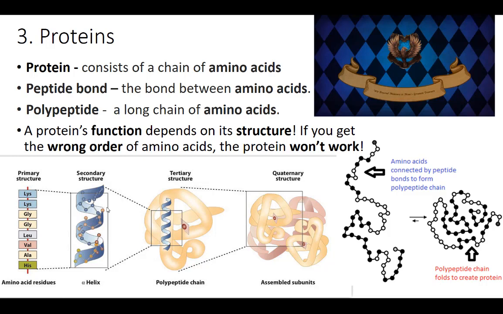So whenever we have a long chain of amino acids, we often call that a polypeptide. And that's not referring necessarily to the amino acids, it's referring to the bonds between the amino acids. So it's a long strand of peptide bonds, so it's a polypeptide.